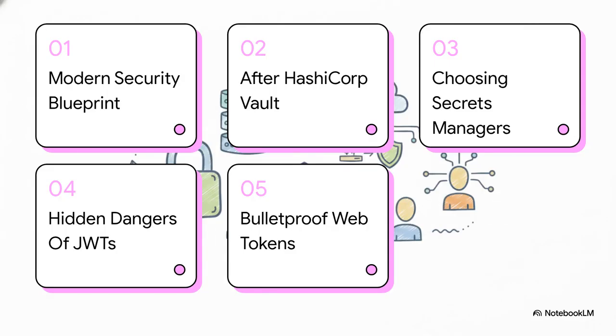Here is our roadmap for today. We'll hit the modern security blueprint, life after HashiCorp Vault, choosing a secrets manager, the hidden dangers of JWTs, and finally, bulletproofing your web tokens. We're going to use a stack breakdown approach to weave all these critical layers into one cohesive blueprint.